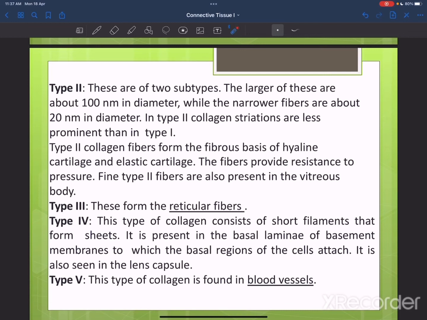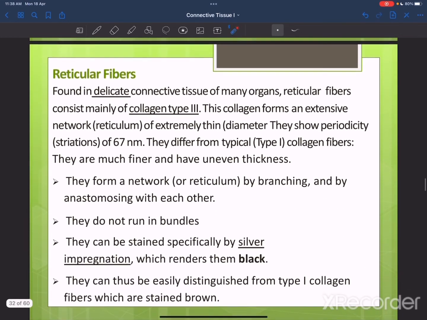Type 3 is a special type of collagen which is very thin and forms the reticular fibers, so it is usually found in lymphoid organs in which reticular fibers are abundant. Type 4 is in the form of short, thin diameter filaments that form a network that supports the cells, so it is found in the basement membrane or basal lamina of epithelial cells. Type 5 is found in the wall of the blood vessels. This was about the collagen fibers.